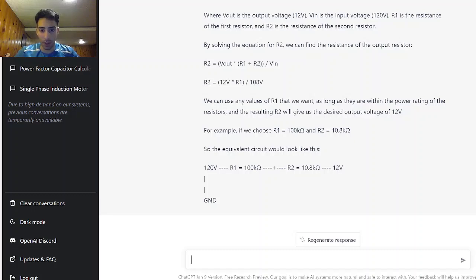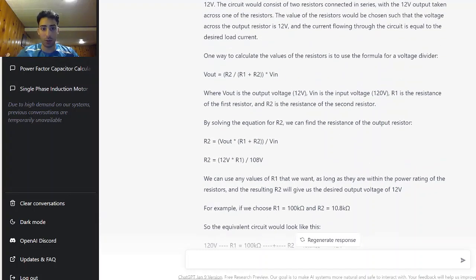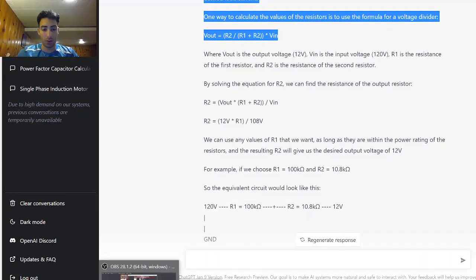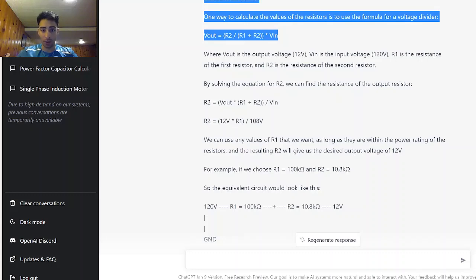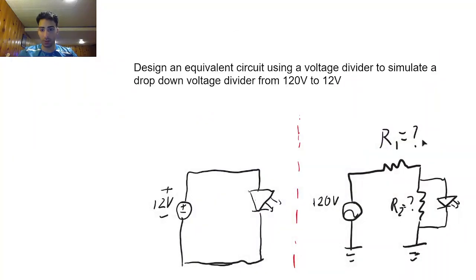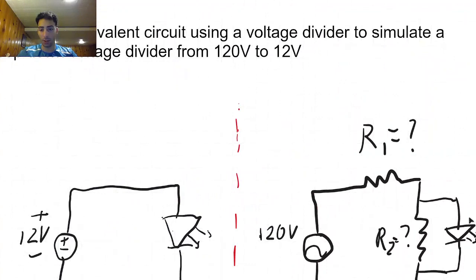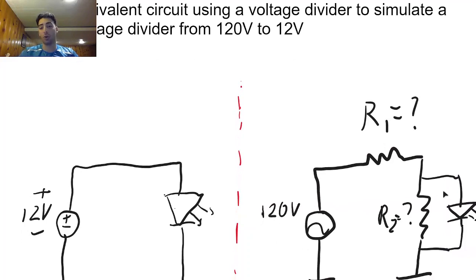Okay, so what it gave me here for R1, we're going to have 100 kilo ohms, and for R2, we're going to have 10.8 kilo ohms, and that's going to step down according to this equation. So by putting it here, we're going to have R1 here and R2 here. So as per ChatGPT says, 100 kilo ohms and 10.8 right here, 110.8 over here. We're going to be able to supply our LED with the correct voltage it requires without frying it.